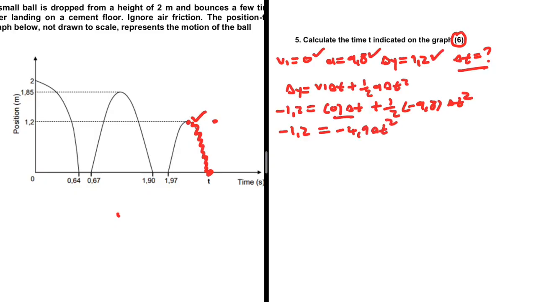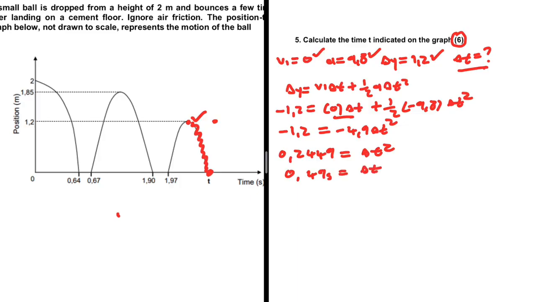So what we need to do is to divide both sides by minus 4.9. So let me just go ahead and do that. I am getting 0.2449. I'm rounding off to 4 decimal places because I'm not at the final answer. This is equal to delta t squared. So let's go ahead and take square roots on both sides. When I do that, I get 0.49. 0.49 seconds is equal to delta t.